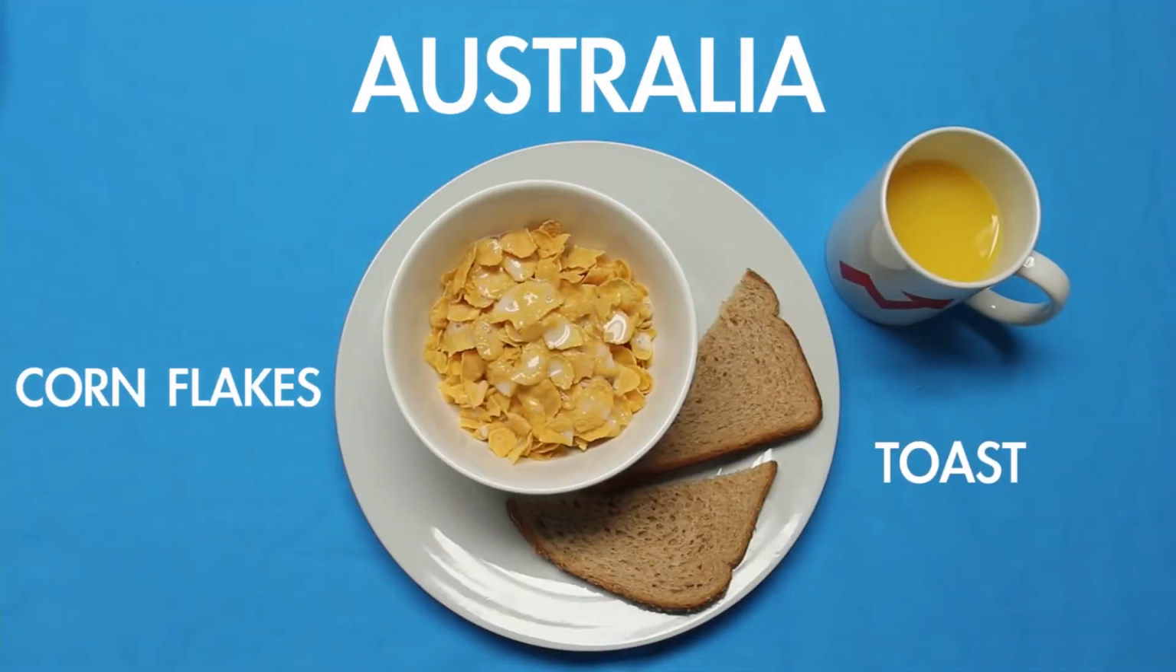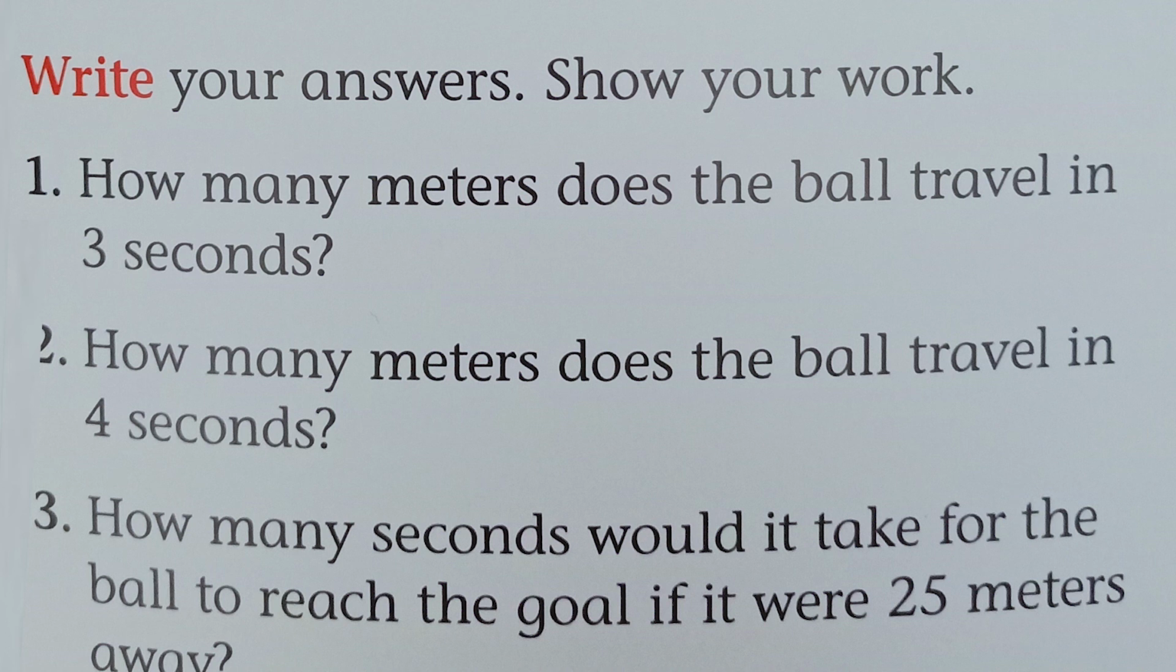questions. So, let's quickly talk about them. Number 1. How many meters does the ball travel in 3 seconds? Remember, the speed was 5 meters per second. So 5 times 3 equals 15. The ball travels 15 meters in 3 seconds.